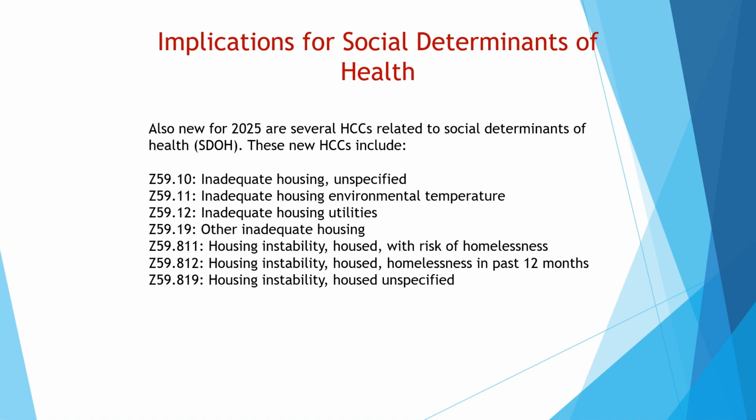Z59.10, inadequate housing, unspecified. Z59.11, inadequate housing environmental temperature. Z59.12, inadequate housing utilities. Z59.19, other inadequate housing. Z59.811, housing instability, housed, with risk of homelessness. Z59.812, housing instability, housed, homelessness in past 12 months. Z59.819, housing instability, housed unspecified.